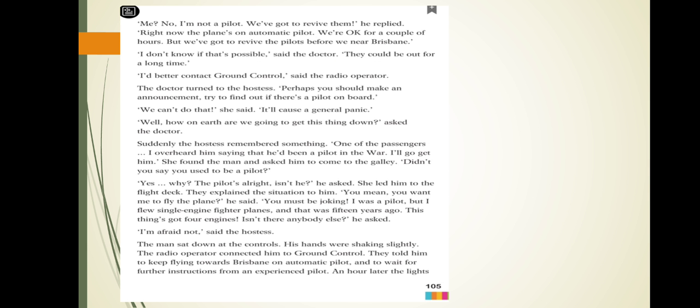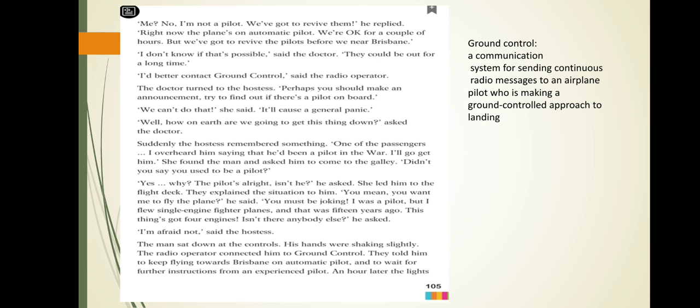"'Me? No. I'm not a pilot. We have got to revive them,' he replied. 'Right now the plane's on automatic pilot. We are okay for a couple of hours. But we have got to revive the pilots before we near Brisbane.'" See, the radio operator is not able to fly this plane, and he wanted the doctor to revive them. That means to regain consciousness.